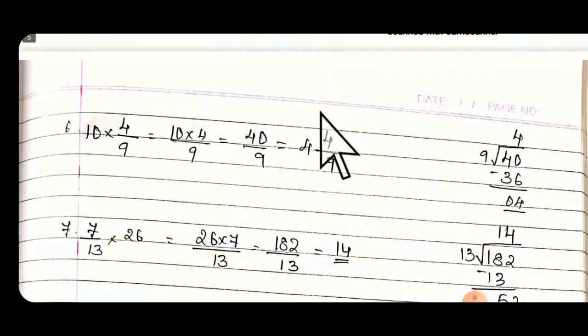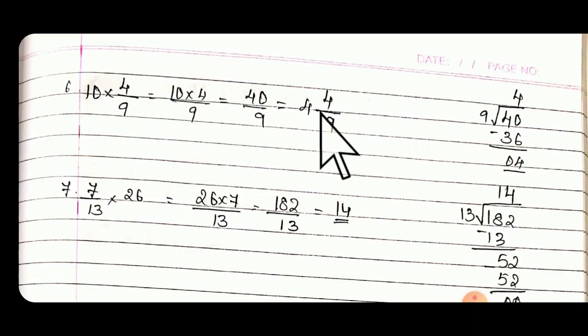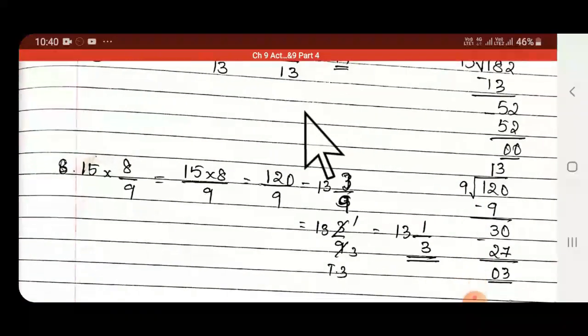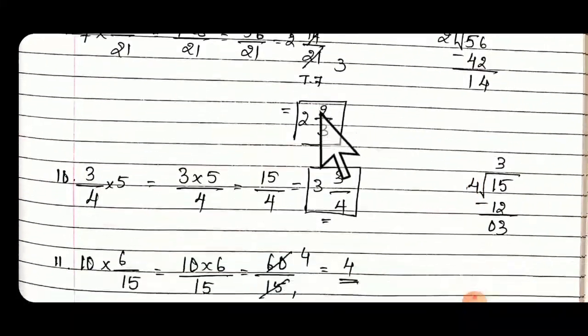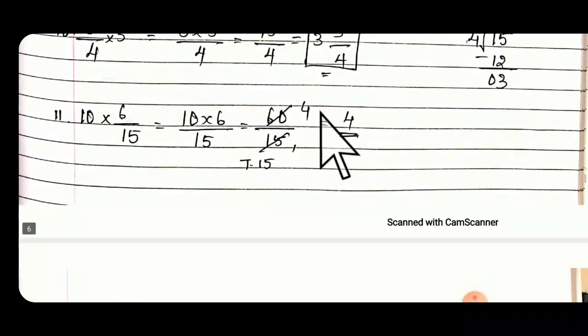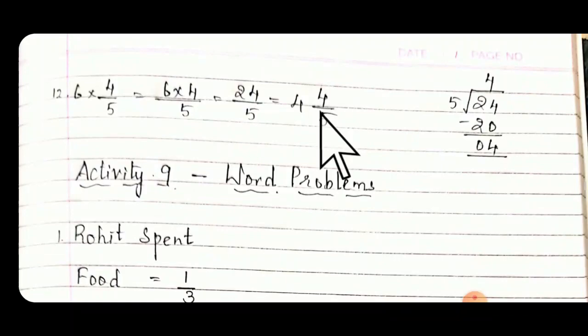Do all the sums in the same manner. Wherever working note is necessary, write down. 11 as well as 12.